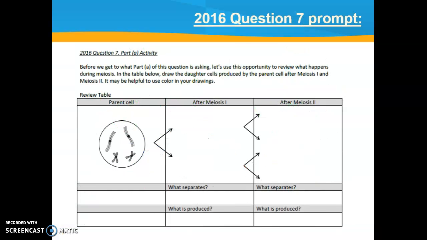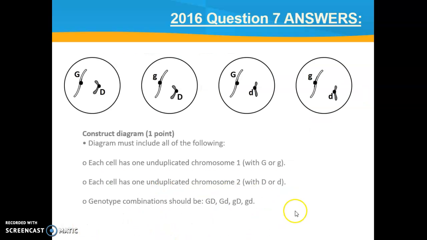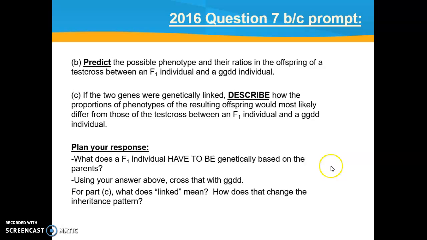So for part A, they wanted you to draw the cells. So let me flip to this. This is what the answer would look like if you were drawing this out. And these are the letters that we just figured out with FOIL. So big with big, little with big, big with little, little with little. Okay, so that would have been 1 point getting that.